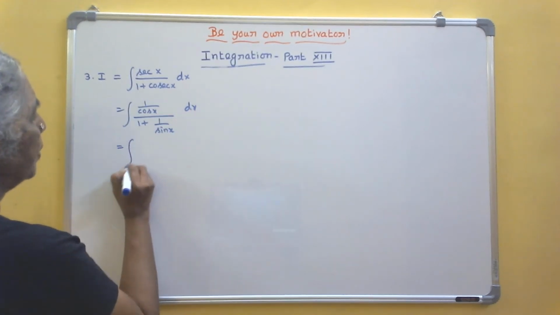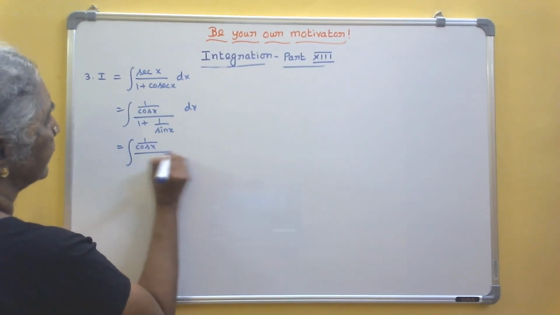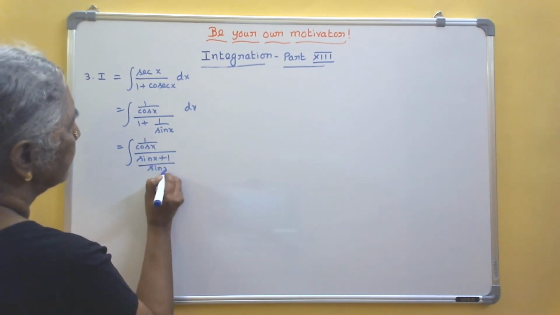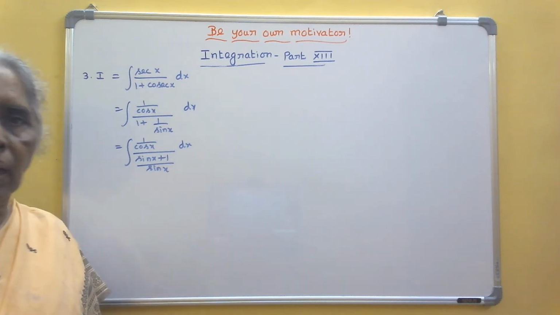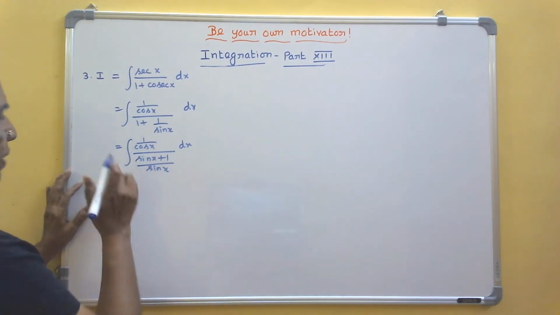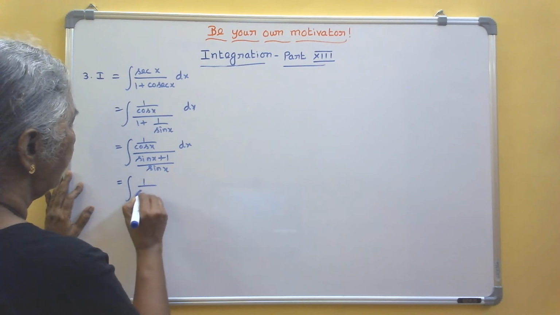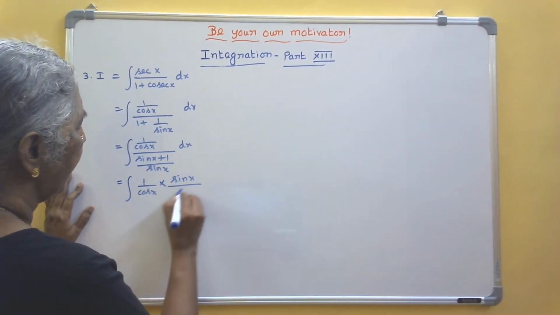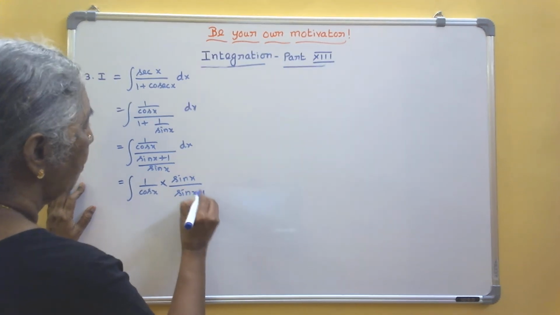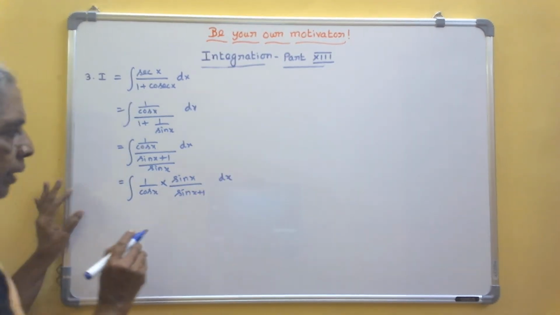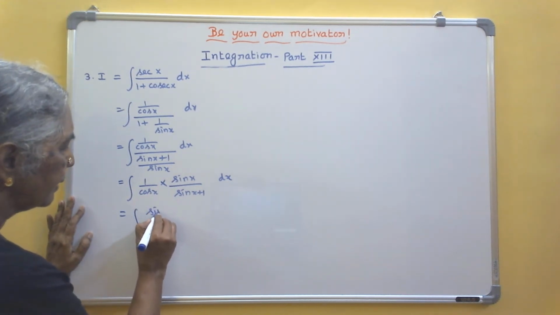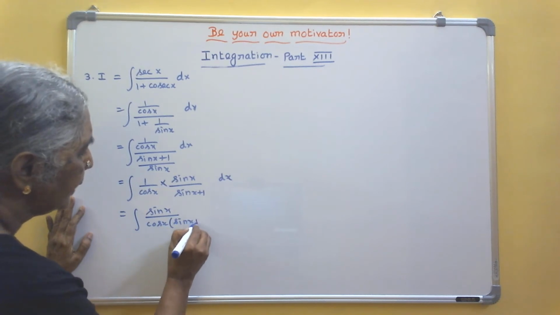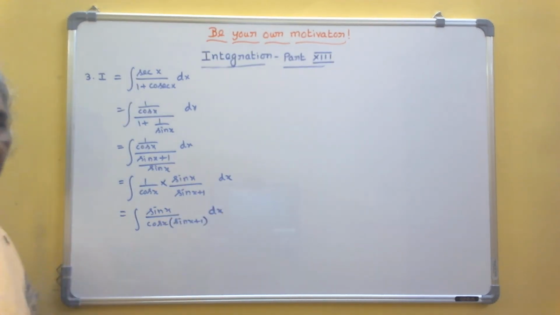Let me take the LCM here. So you will get 1 by cos x by sin x plus 1 by sin x dx. Now we shall reciprocate the denominator fraction part. So we will get 1 by cos x into sin x by sin x plus 1 dx. That is, I will write it properly, sin x by cos x into sin x plus 1 dx.